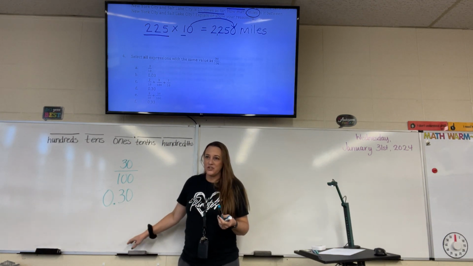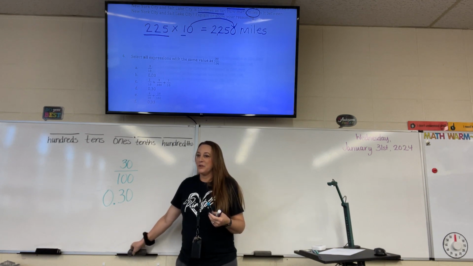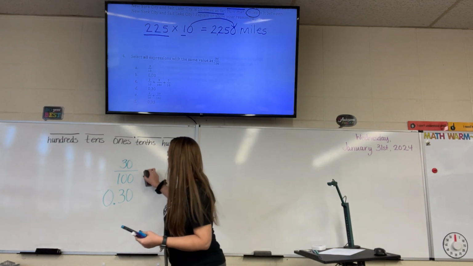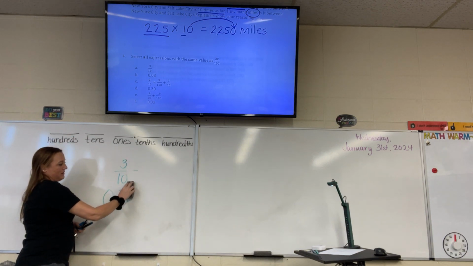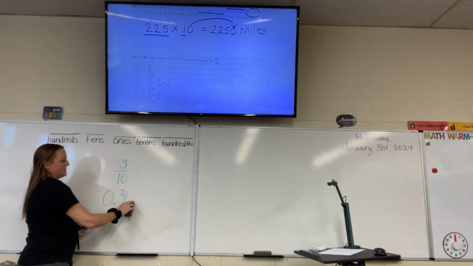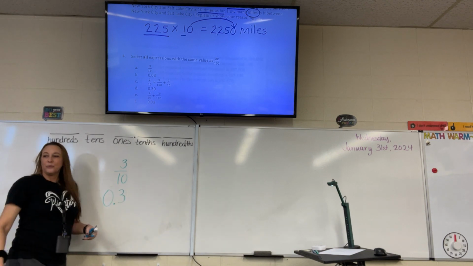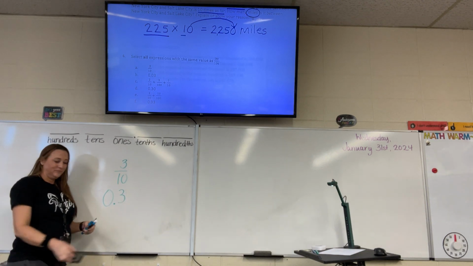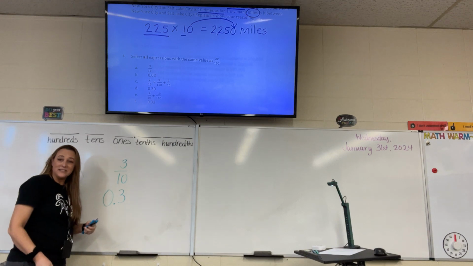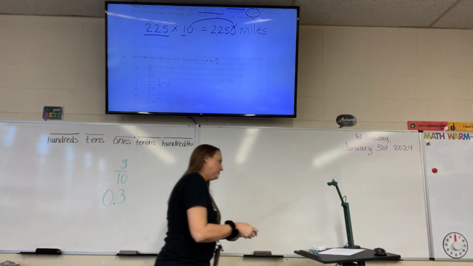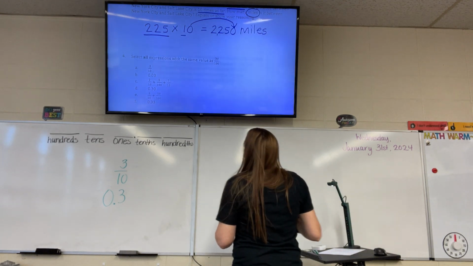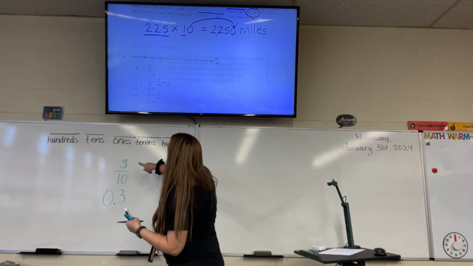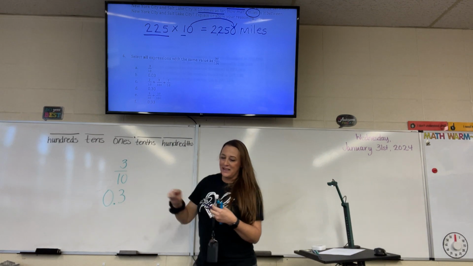You ready to watch the magic happen? Yes. Let's find some equivalents. Watch this. Boom. 30 hundredths is equal to 3/10. Okay, does that make sense? Those are all equivalent. So, if we have 30 hundredths, it's also equal to 3/10.